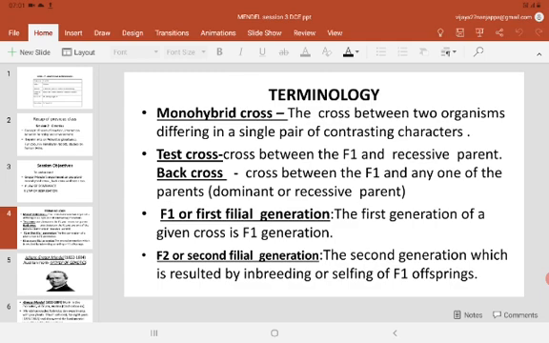In a hybridization experiment, when the parents differing in a pair of contrasting characters are hybridized, the first generation of organisms which results is called the F1 generation or first filial generation. And after selfing this F1 generation, the next generation which is produced is called F2 or second filial generation.